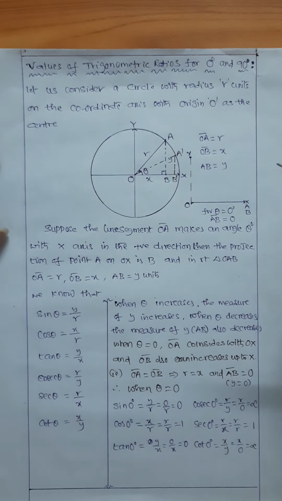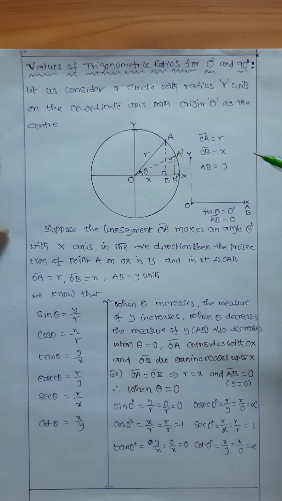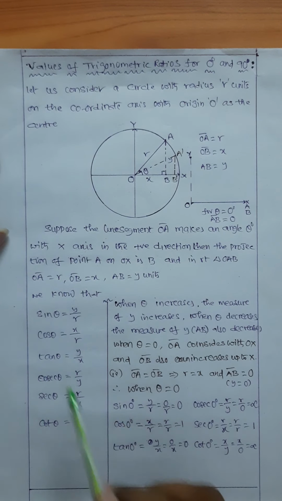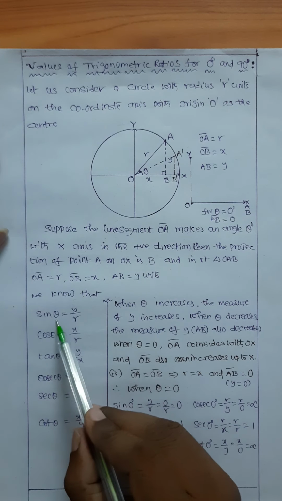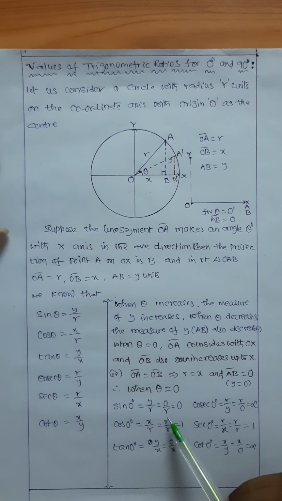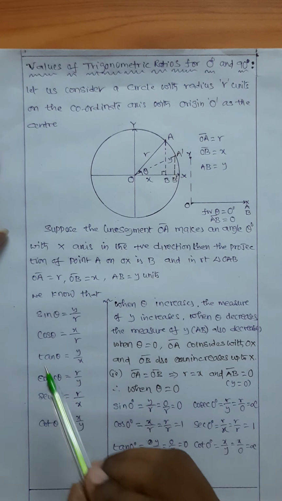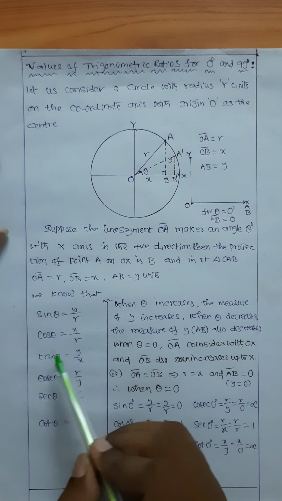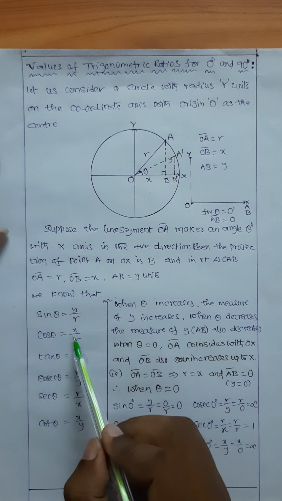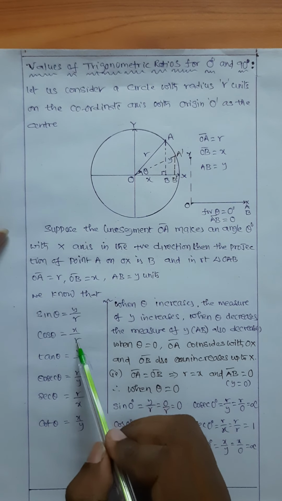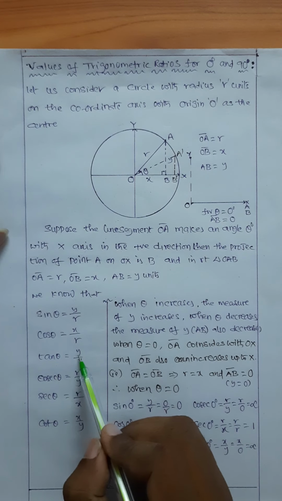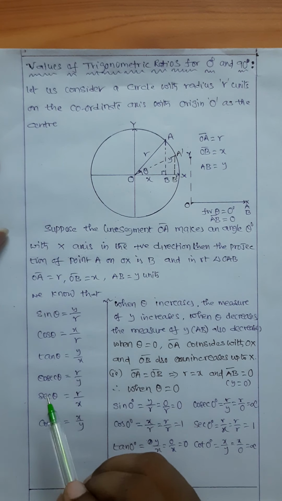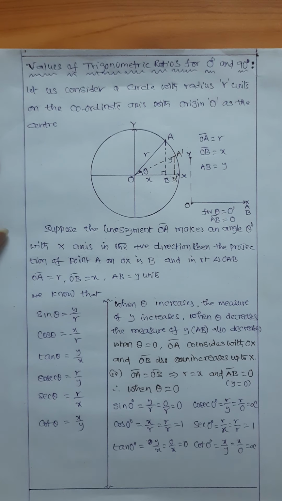Now we see what happens when y is equal to 0. When y is equal to 0, we come to this comparison. Sin theta is equal to y by r, and y becomes 0. When theta is equal to 0, sin 0 is equal to 0 by r, so sin 0 is equal to 0. Cos theta is equal to x by r. Cos 0 is equal to, since x is equal to r, x by x or r by r, its value is equal to 1. And tan 0 is equal to y by x, y is 0, so 0 by x, that is 0. Tan 0 is equal to 0.